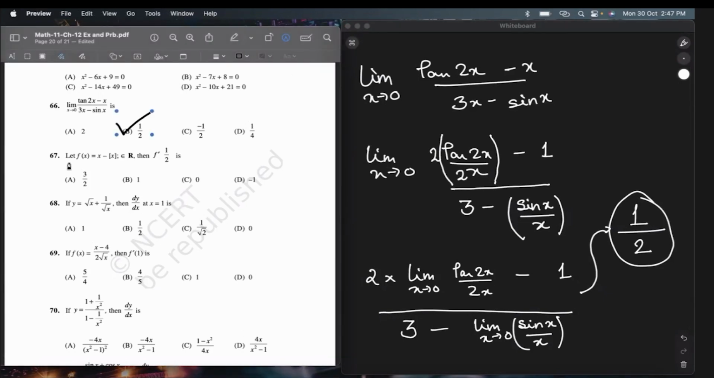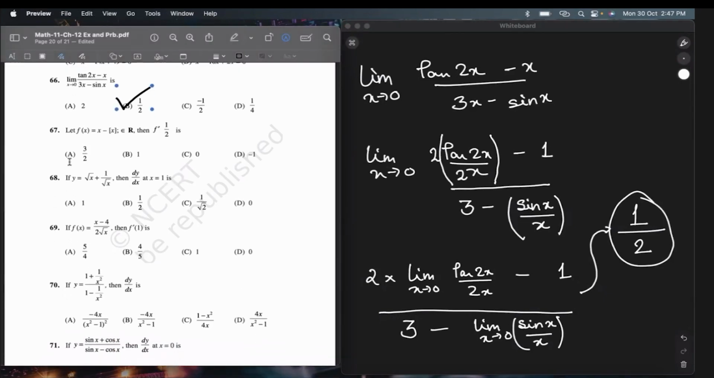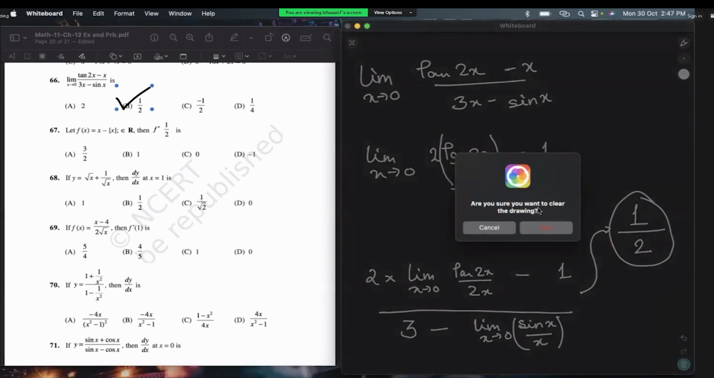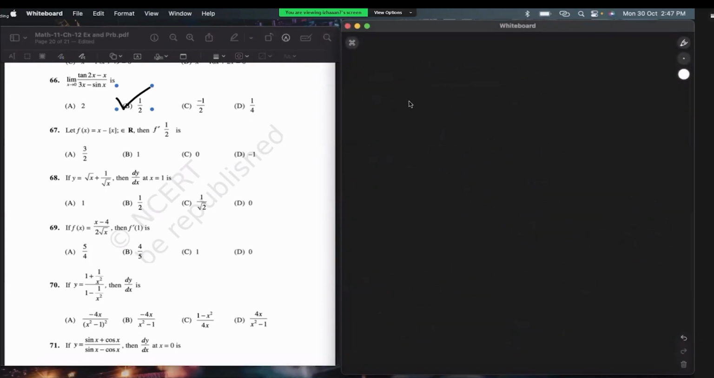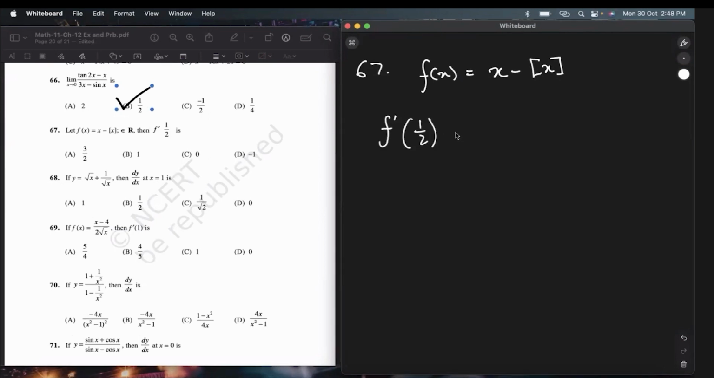Now let's move on to question number 67. First, let me just write down the question for you. In question number 67, I have f(x), which is x minus the greatest integer function of x. Basically, what do I have to find? I have to find f dash of 1 by 2. So this is the question.